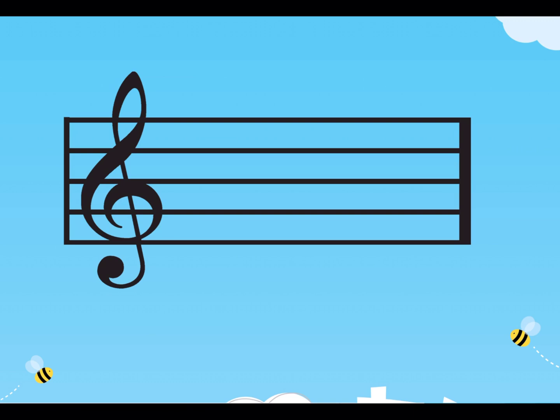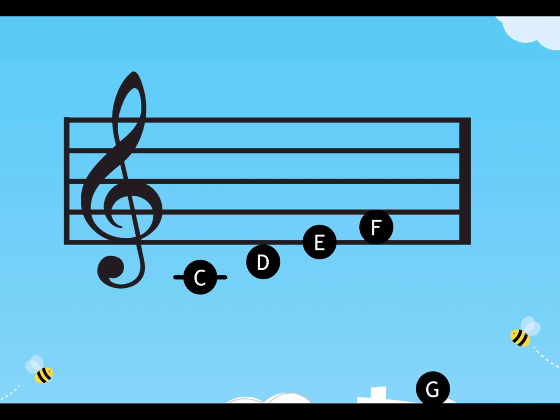So let's review our notes again. C, underneath the staff with a little line through the middle. This is middle C. D, also below the staff, just touching the bottom line. E, a little higher on line 1. F, a little higher in space 1. And last of all, G on line 2.